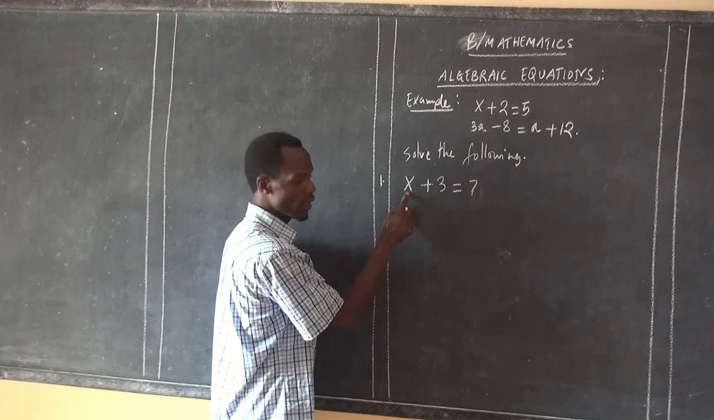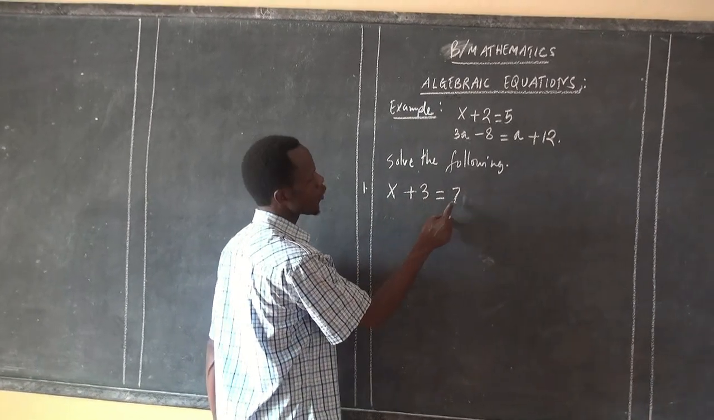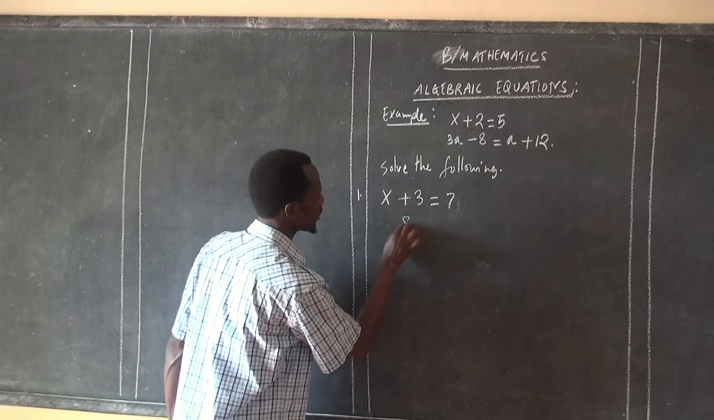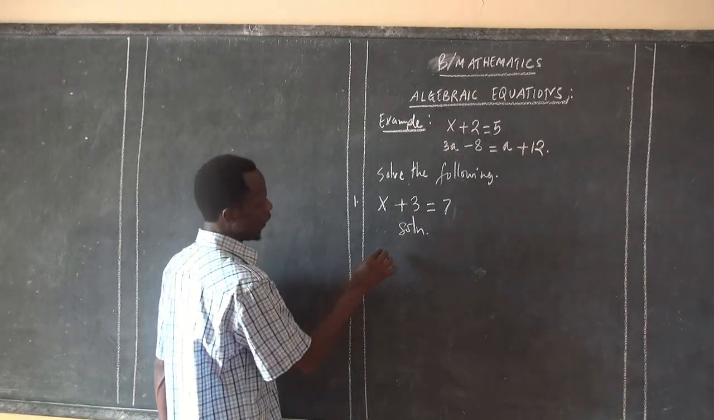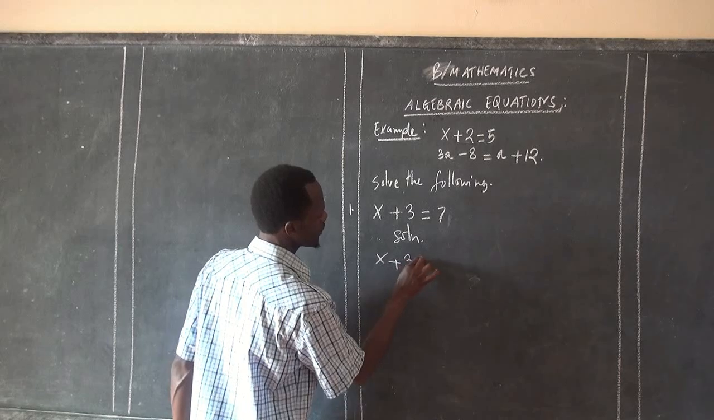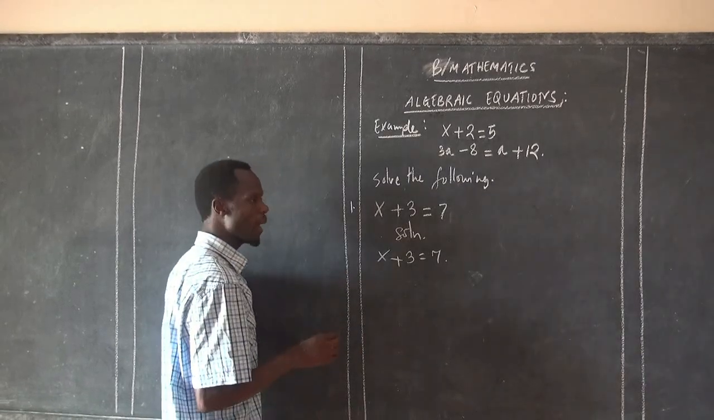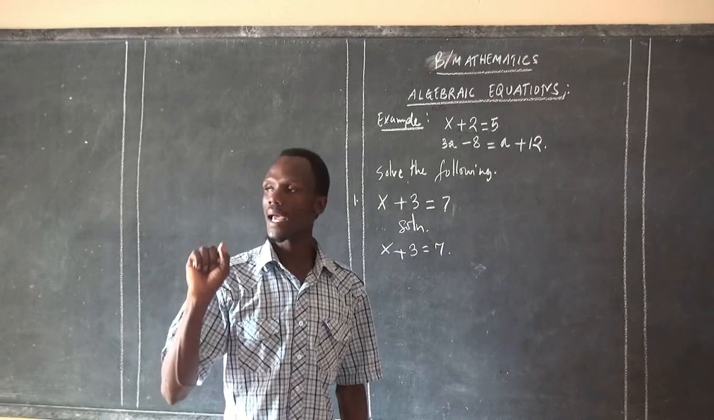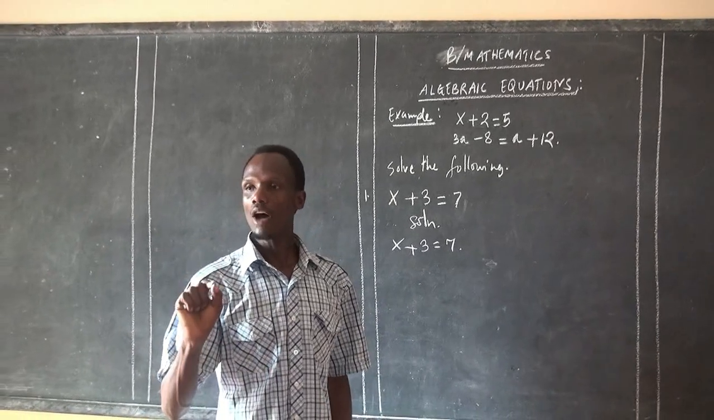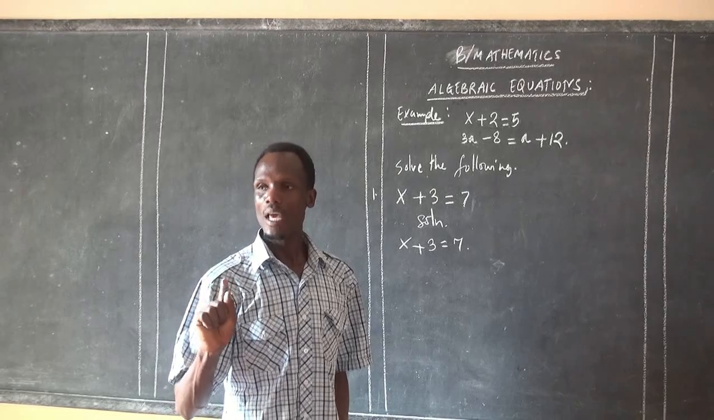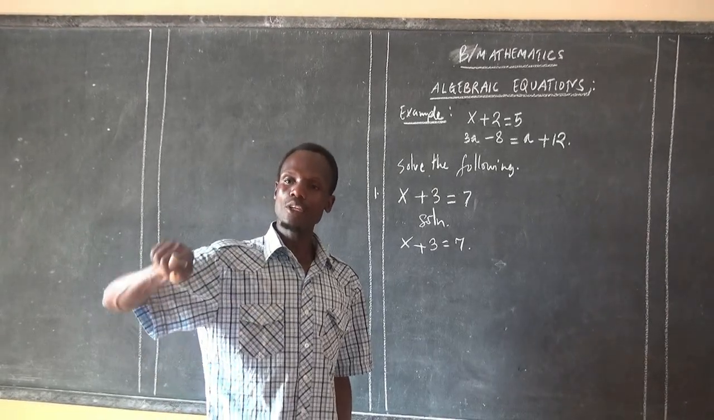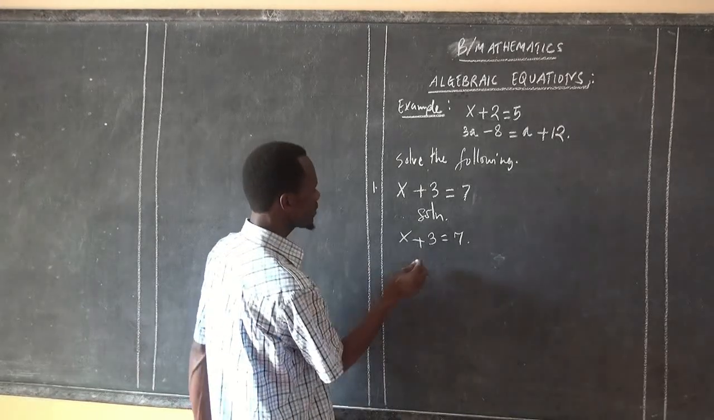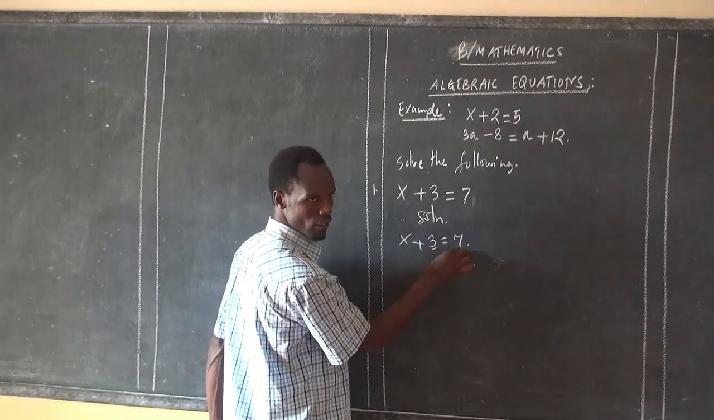Example, we have x plus 3 is equal to 7. Now, solution. Now, x plus 3 is equal to 7. Now, remember, we have to collect the like terms. We need now to collect the like terms. Mitaji inayofanana tunaifanyaje? Tunaikusanya. Now, this is 3 and this is 7.